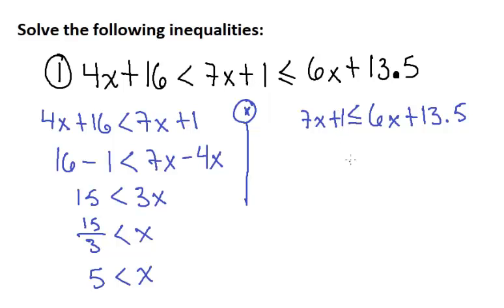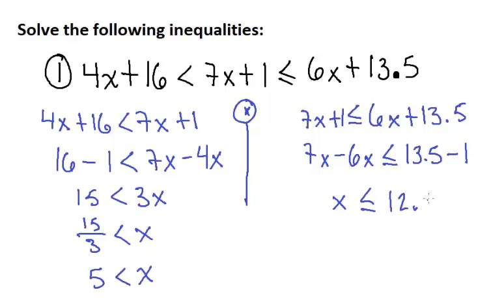7x plus 1 was the exercise. So if we move stuff, it's going to look like this. 7x minus 6x less than or equal to 13.5 minus 1. If you noticed, in this case, I'm moving the x's to the left because I'm trying to keep x's in the center. 7x minus 6x will give me x, less than or equal to 13.5 minus 1, which is 12.5.